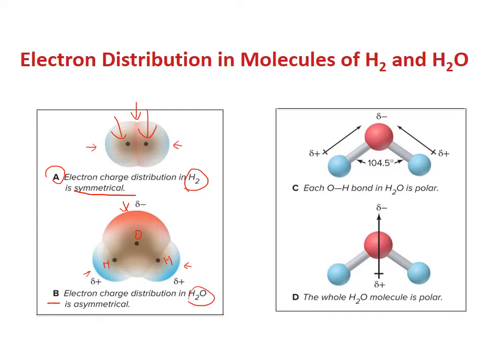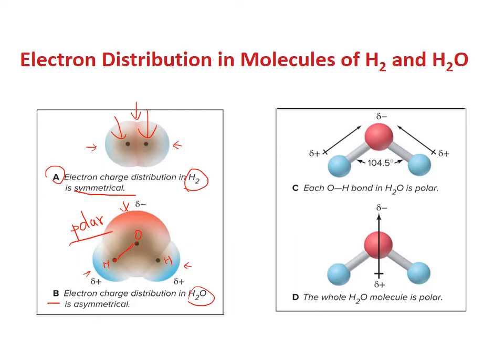And these oxygen-hydrogen bonds, even though they are covalent bonds where they share electrons, the electron is attracted more to oxygen. It's not equally shared. This kind of bond is called a polar bond. So the bond is polar, and the oxygen has more electron density than the hydrogen atom.